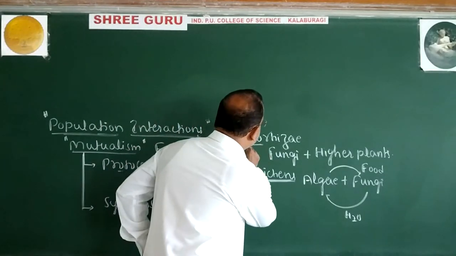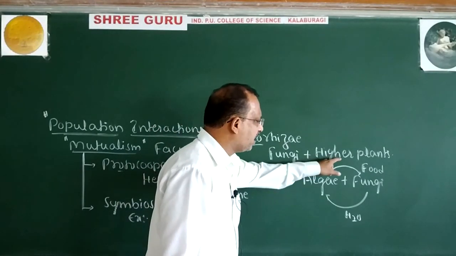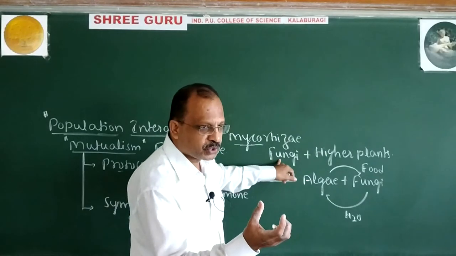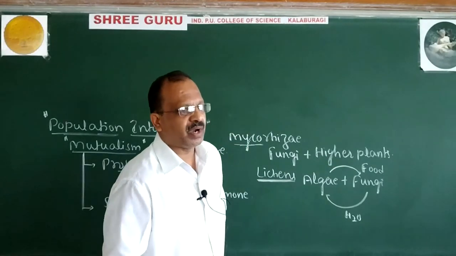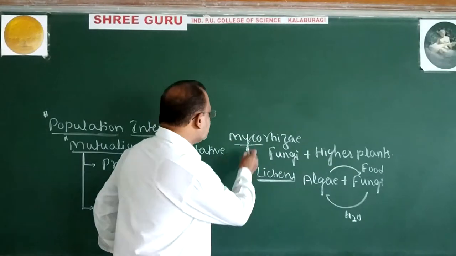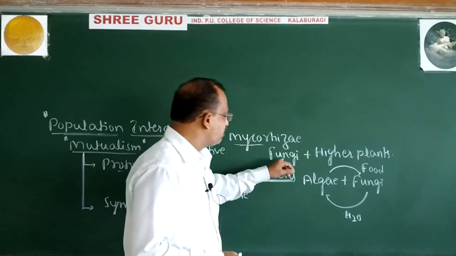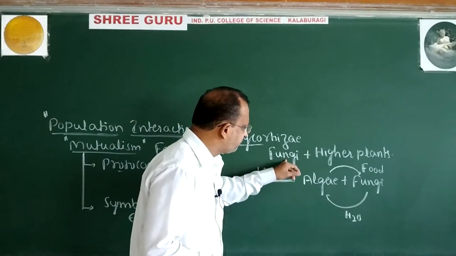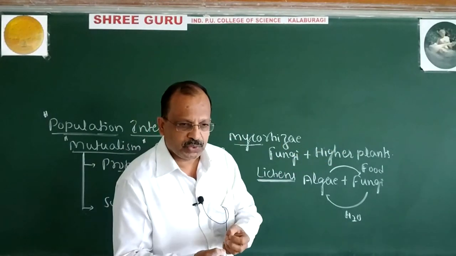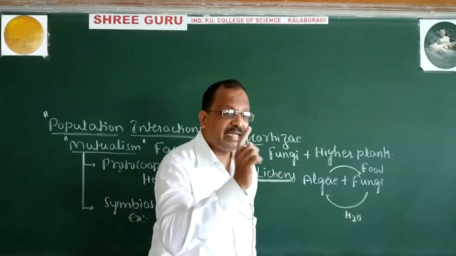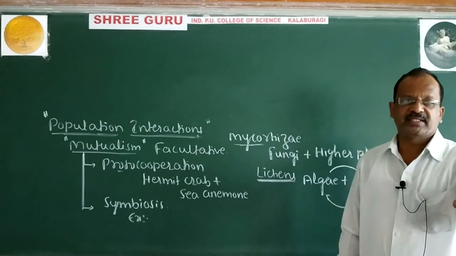One is mycorrhizae. It is a symbiotic association between the fungi and the roots of higher plants. Fungi will absorb nutrients and supply to the plants. In turn, plant will supply carbohydrate as a source of energy or food.